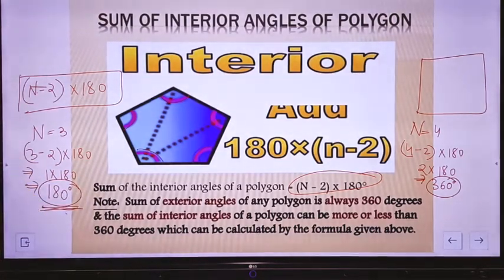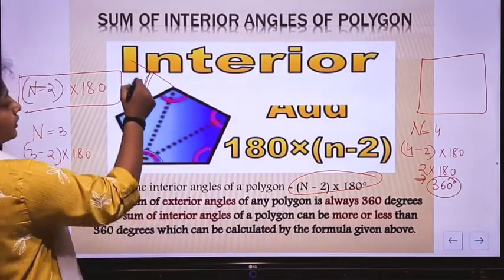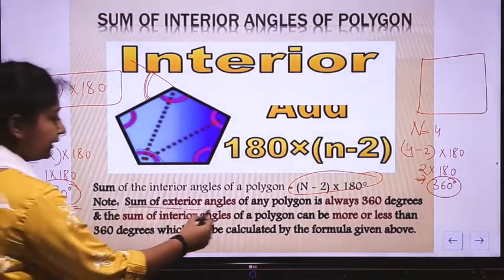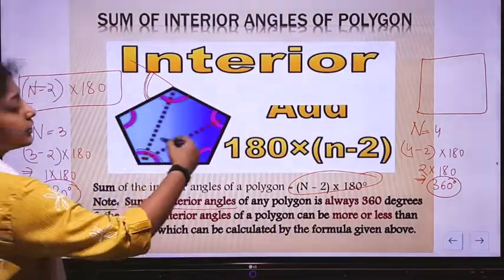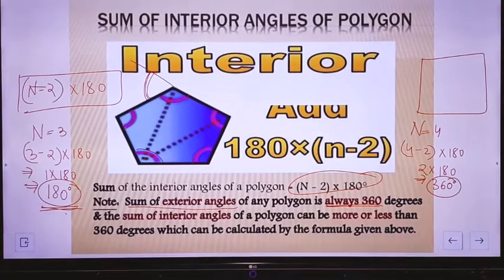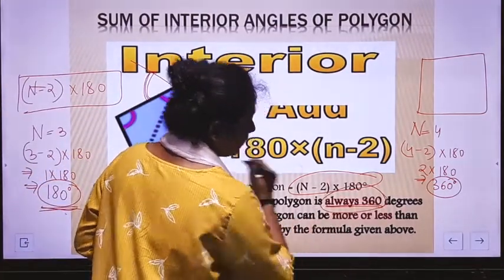We also have exterior angles. The angles which are outside, which are forming outside the polygon, these are known as the exterior angles. The sum of the exterior angles of any polygon is always 360. No matter what polygon we have, whether it is a triangle, quadrilateral, pentagon, hexagon, no matter how many sides it has, the sum of the exterior angles is always 360.